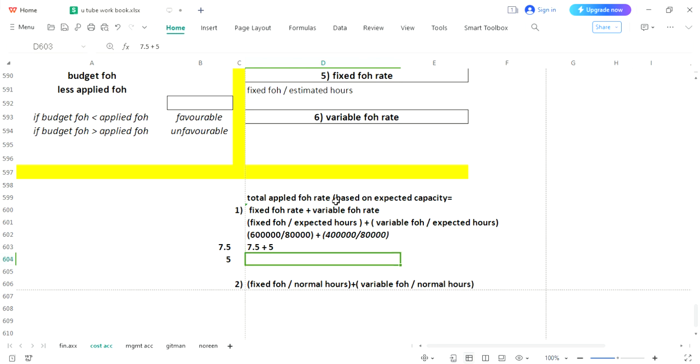After adding 7.5 with 5, you will be getting total applied FH rate based on what we have done, 12.5. Okay, so we have calculated the first rate, which is 12.5, and this is FH applied rate based on expected capacity.